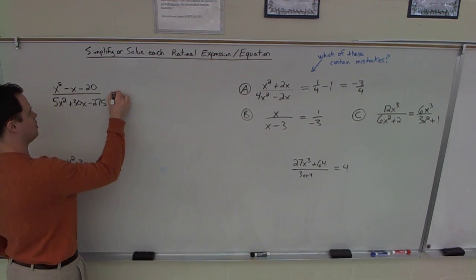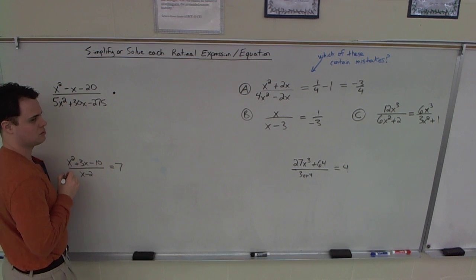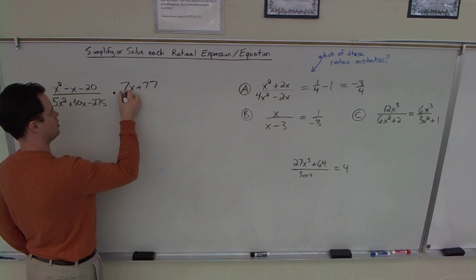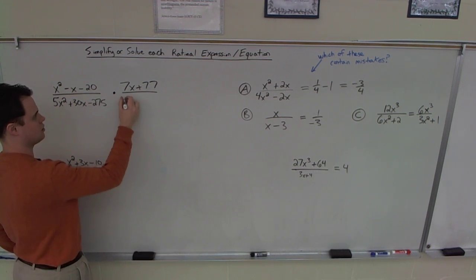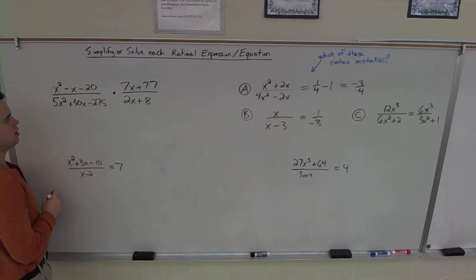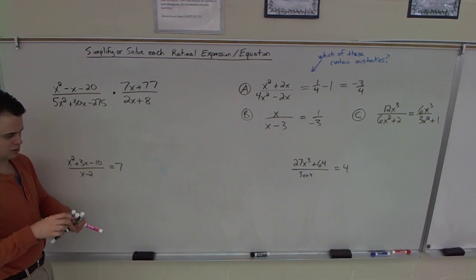So you guys have it written down. What was on the bottom? 7x plus 77. And then the other one was? 2x plus 8. Thank you. All right, so now we can do all the factoring stuff.